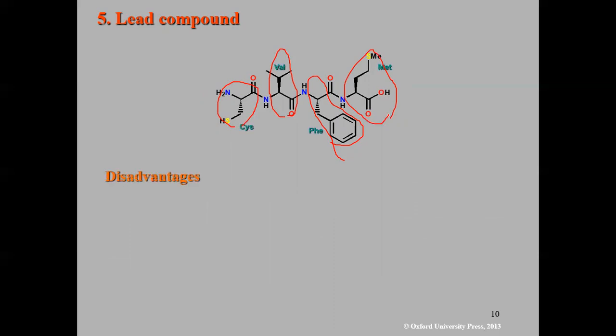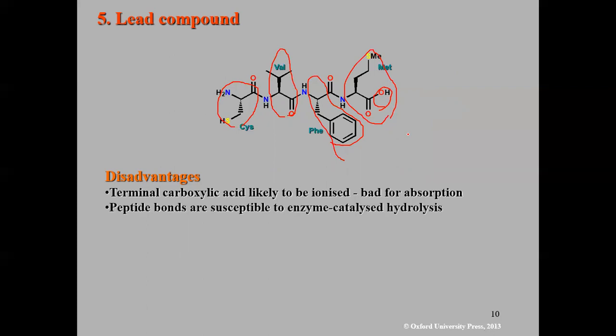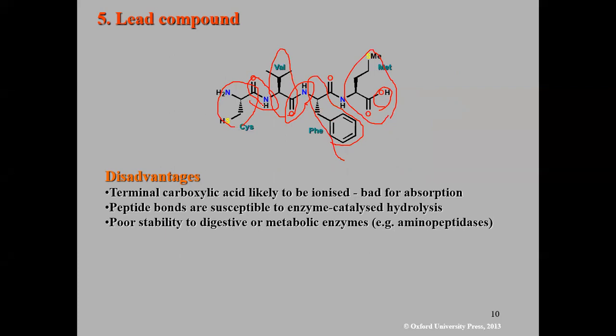You see them here. The disadvantages: first, the terminal carboxylic acid is likely to be ionized, which is bad for absorption. We said we need it to be hydrophobic enough to be absorbed. Also, the peptide bonds are susceptible to enzyme catalysis. This peptide bond, and this peptide bond. Poor stability to digestive or metabolic enzymes, for example the aminopeptidases, because it's a peptide.